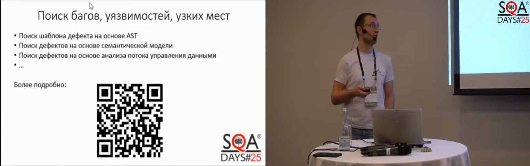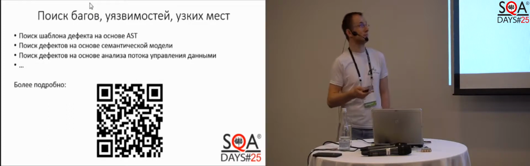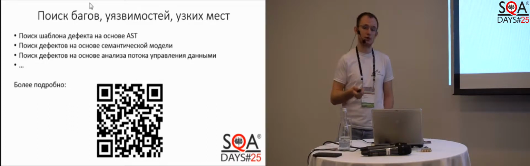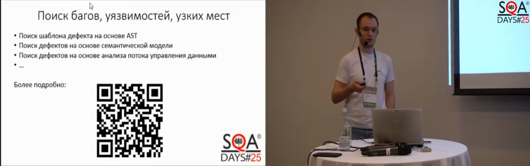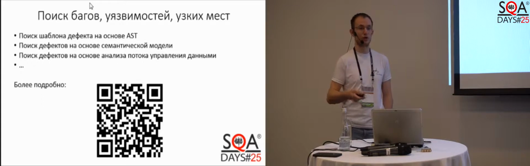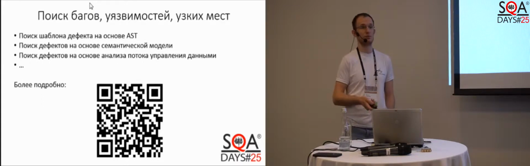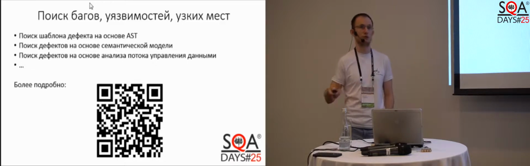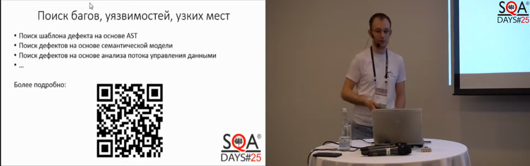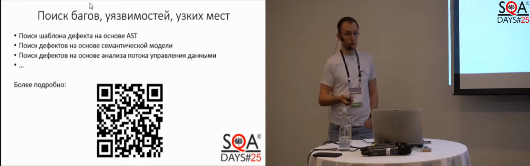Also, the use of the semantic model helps to find various errors. The analyzer will know additional information. For example, if it's a variable, it will know its type. If the type consists of classes, it will know the inheritance and so on.